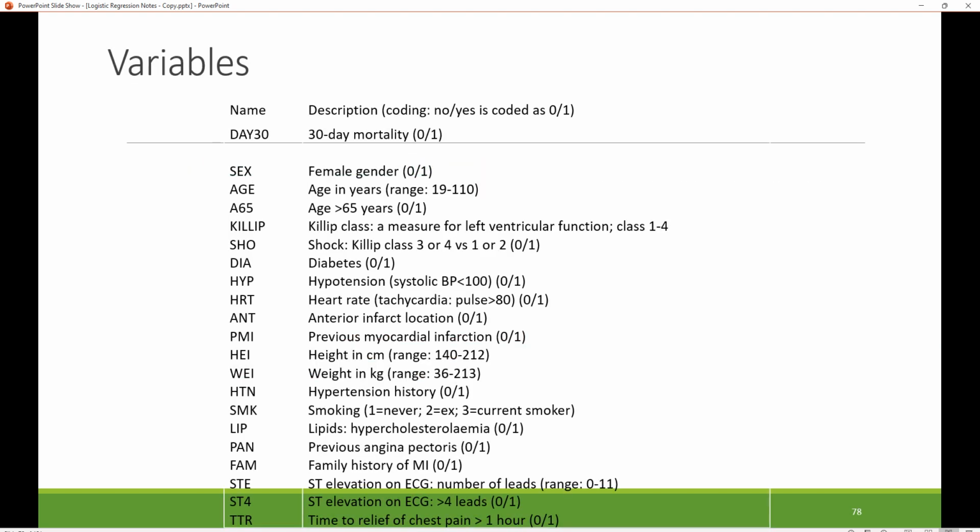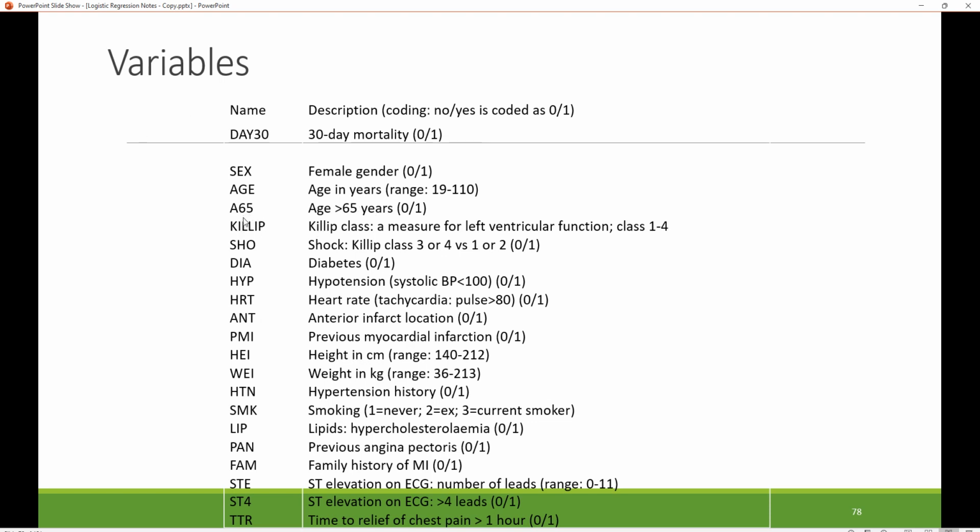Okay, so here are the variables. Day 30, that's the outcome, 30-day mortality. It's coded 1 if they do have a 30-day mortality. We also have the variable sex, which for females is coded as 1, and for males is coded as 0. We have age.